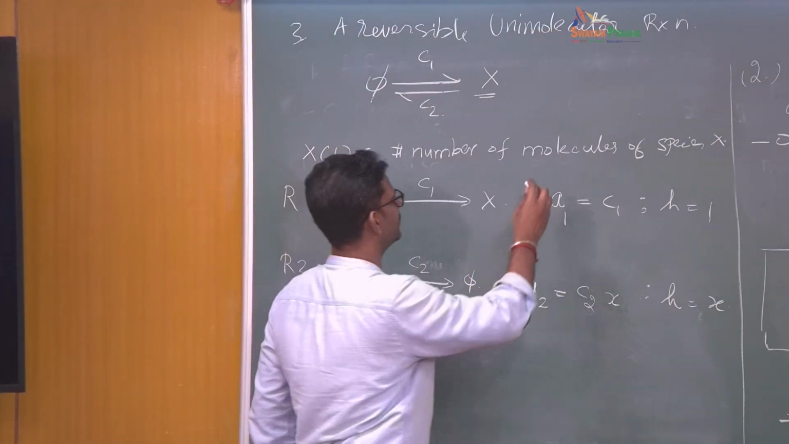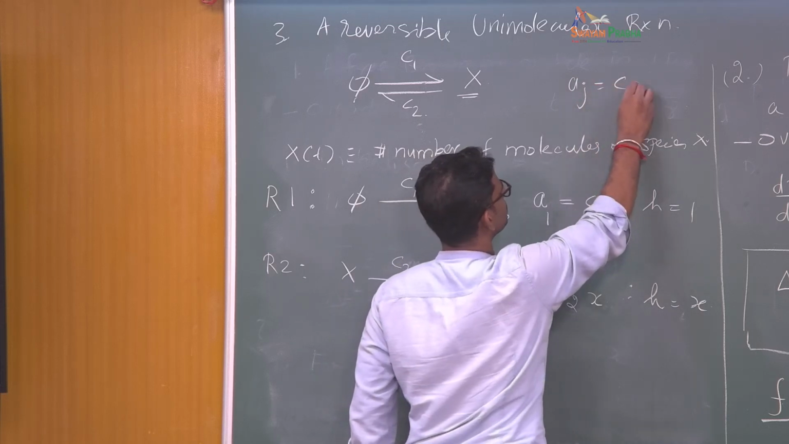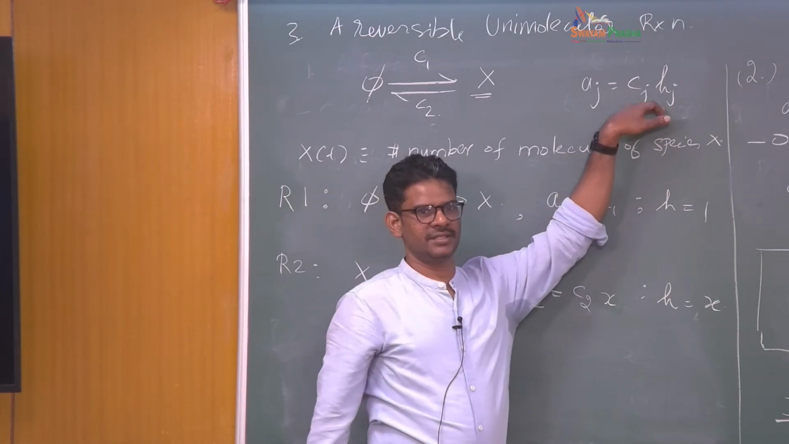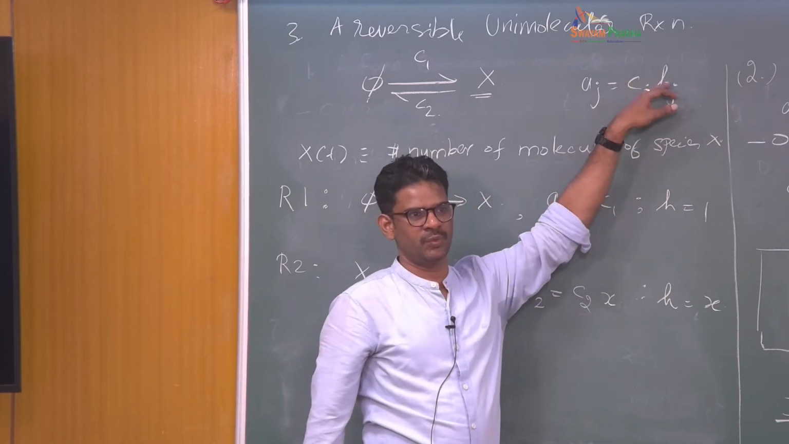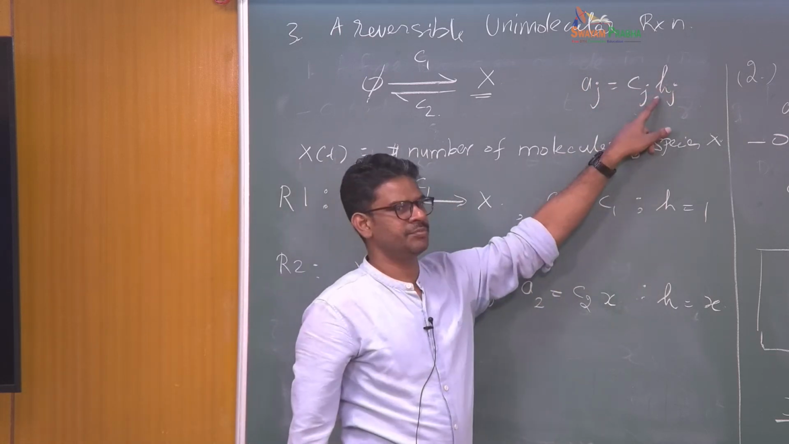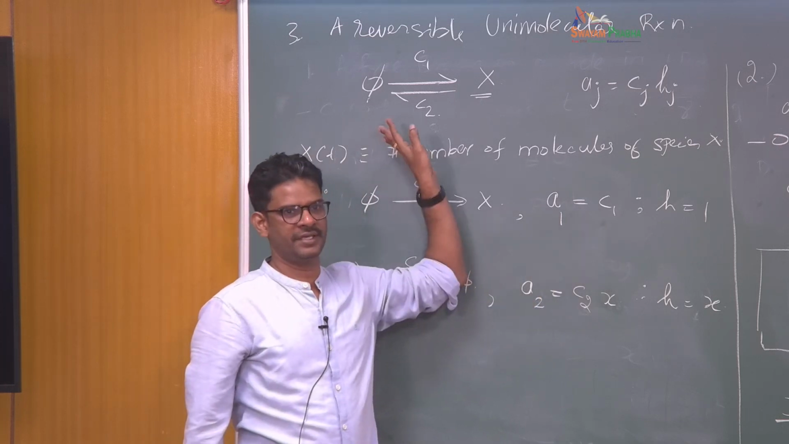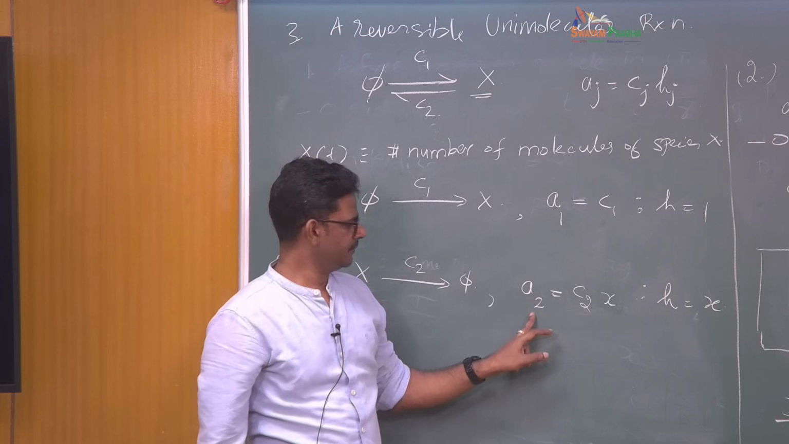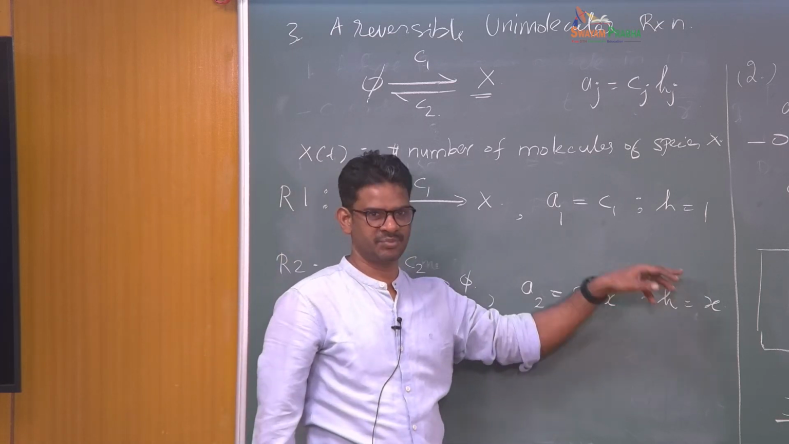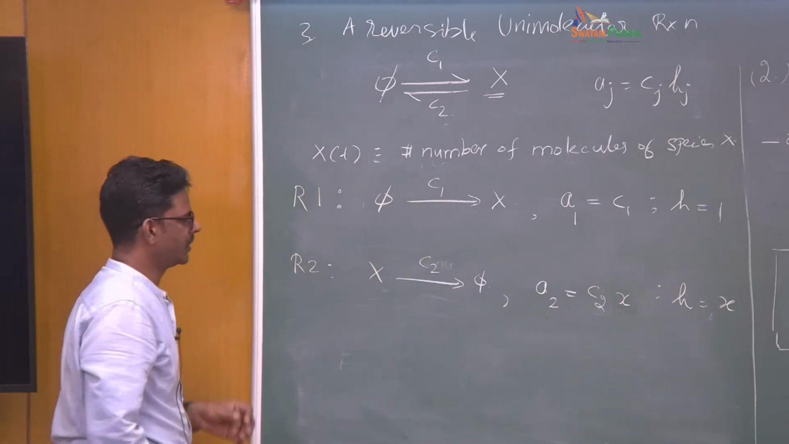So I want you to recollect that the way that we defined the propensity function is something like this. There is a rate constant and then there is a multiplicity factor. How many possible ways in which this reaction can happen? In the case of a zeroth order reaction, H is simply 1. The rate depends only on the rate constant. It does not depend on the amount of phi here. Whereas in the second reaction, it is rate constant times X. X is the number of molecules of X that is present at any time. So the propensity functions are written as this.